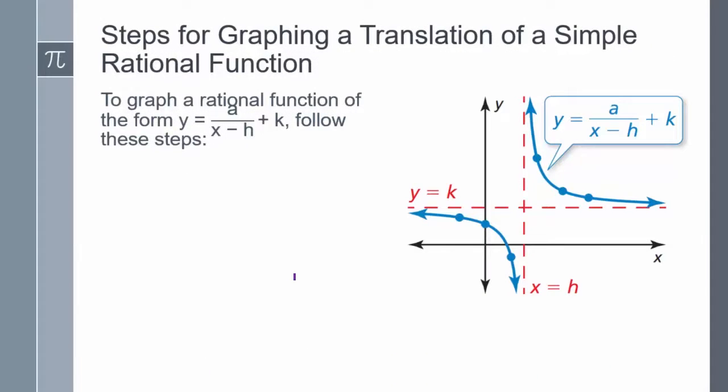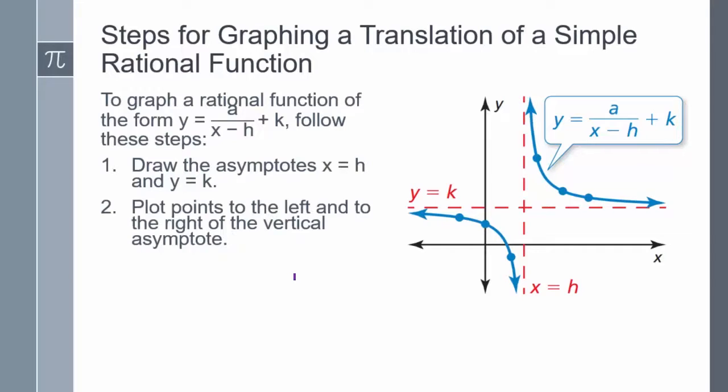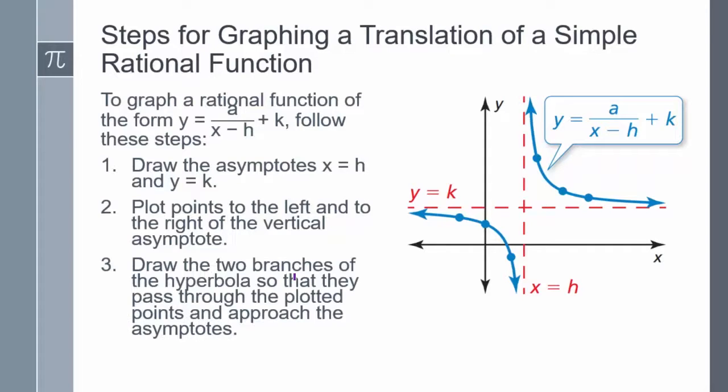Here are the steps for graphing a translation of a simple rational function. If you are given the rational function of the form y equals a over x minus h plus k, then you follow these steps. First, draw the asymptotes at x equals h and y equals k. Plot the points to the left and to the right of the vertical asymptote. Draw the two branches of the hyperbola so that they pass through the plotted points and approach the asymptote.